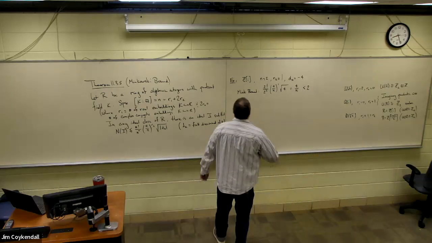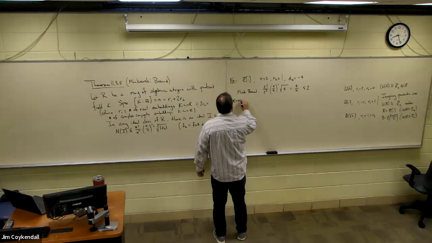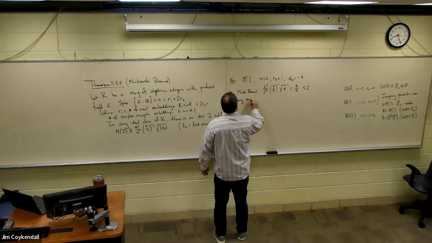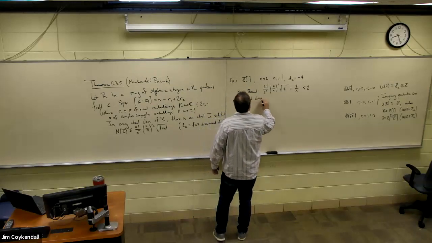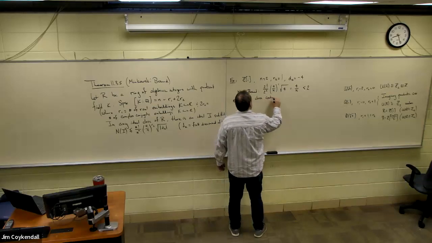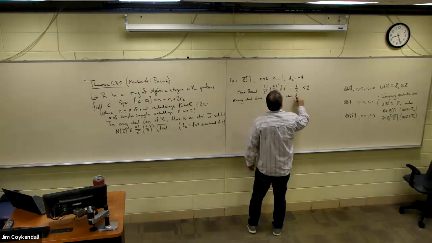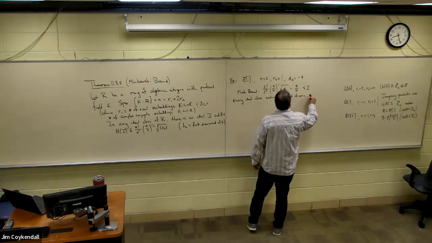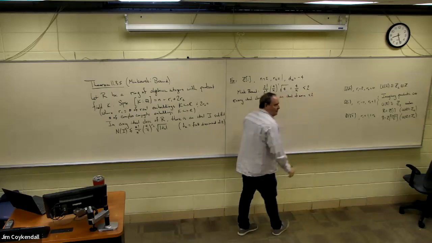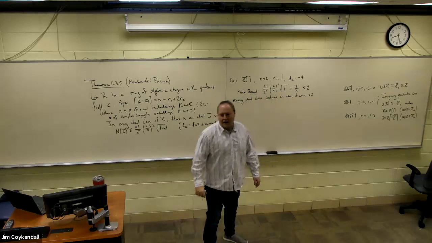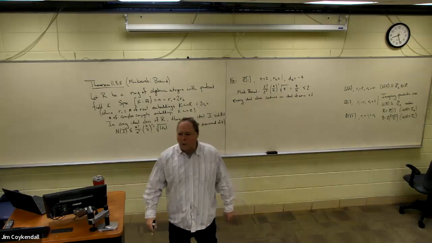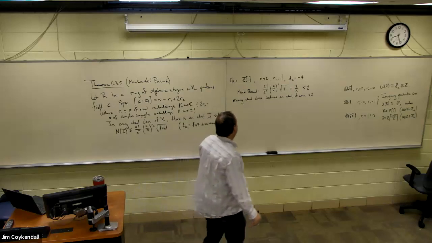So every ideal class contains an ideal of norm less than 2. That's 2. And the only ideal of norm 1 is the entire ring, so.